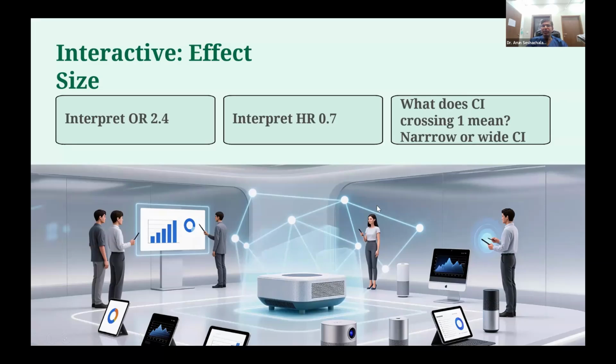Just type, hazard ratio, what does 0.7 mean? Hazard ratio 30% lower. Excellent. 30% lower. So how do you measure, where do you measure, in which study do you measure hazard ratio, and how do you measure hazard ratio? Just type.